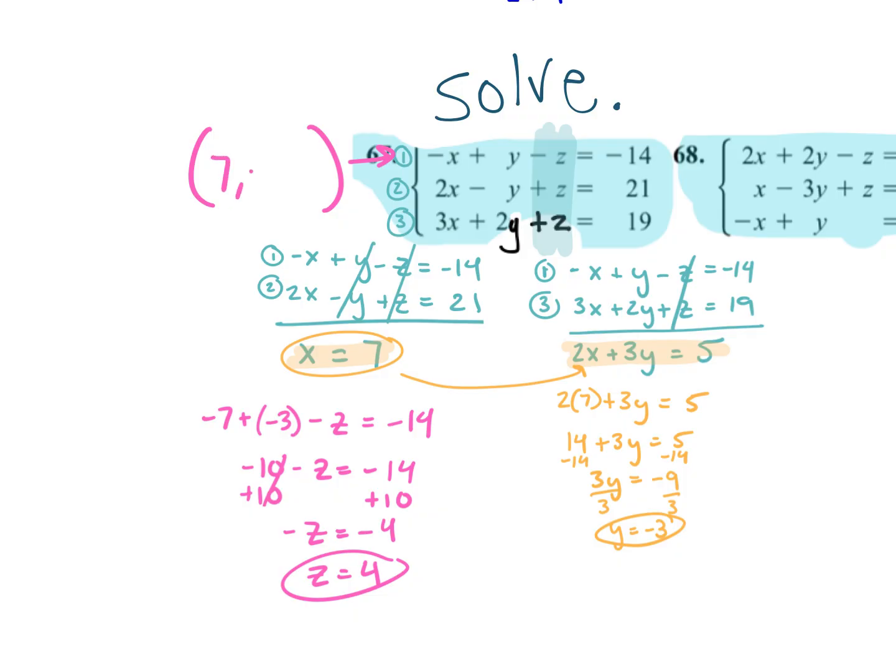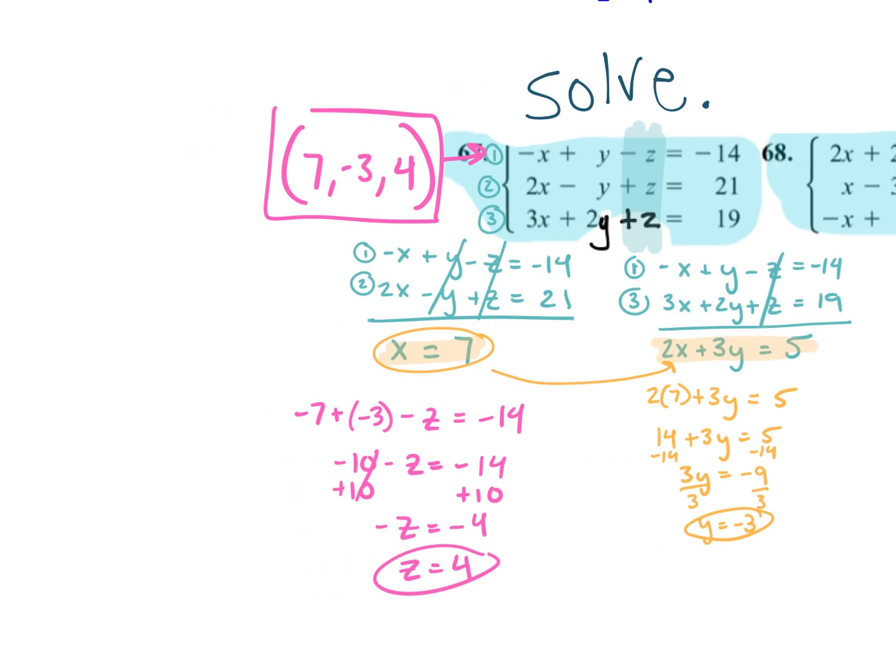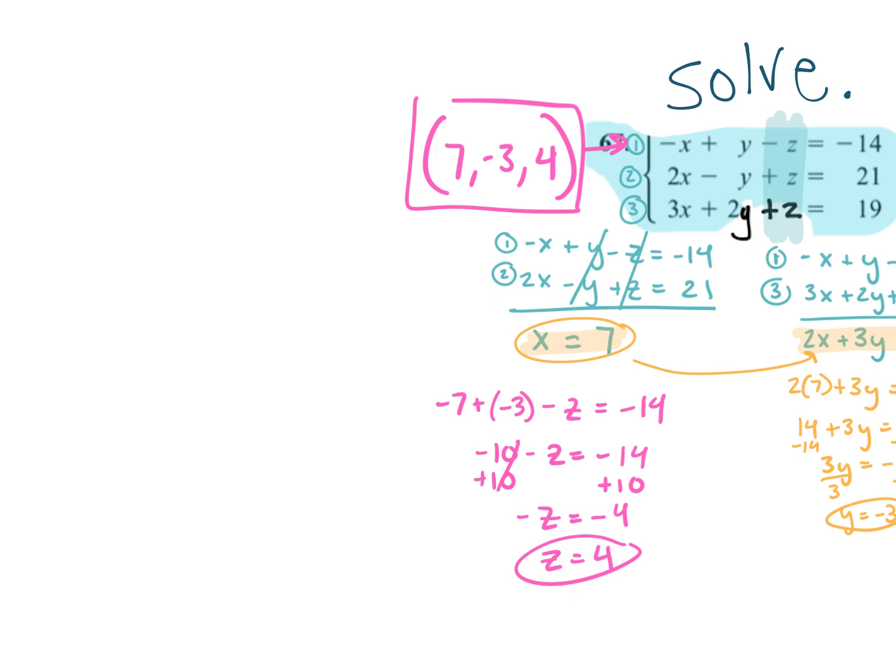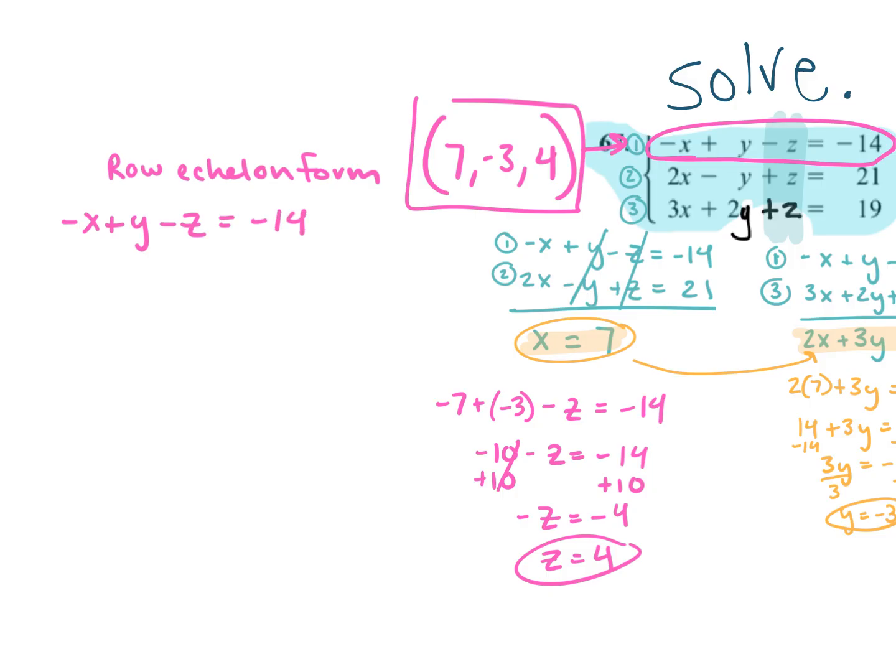Seven, negative 3, 4. So this would be the ordered triple that we'd write our answer in. But we talked about yesterday how we also want to write our answer in row echelon form. So we'll practice doing that here too. So in row echelon form, we want an equation with 3 variables. So we can take the first one here. You can pick any of the first 3, the original 3 equations. So negative x plus y minus z is equal to negative 14.